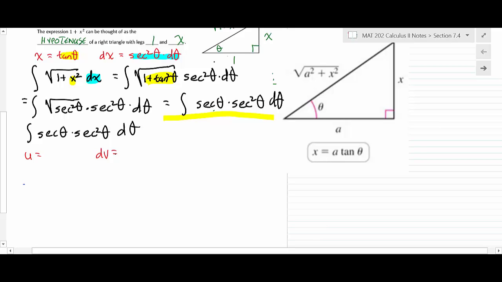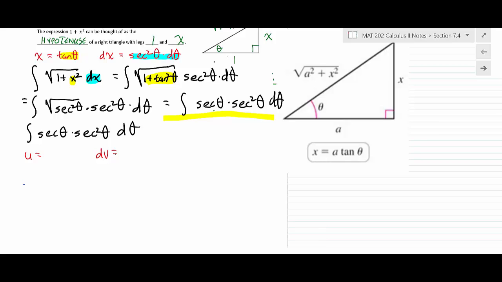Okay, so let's think about this a little bit. When you're doing integration by parts, you want dv to be something that's easy to integrate. So is there anything in there that's easy to integrate? Secant squared is easy to integrate. What's the integral of secant squared? Tangent. Okay? We want u to be something that's pretty easy to differentiate. Can you differentiate secant? Yeah, that's secant tangent. You may not remember that, but that's what that is.